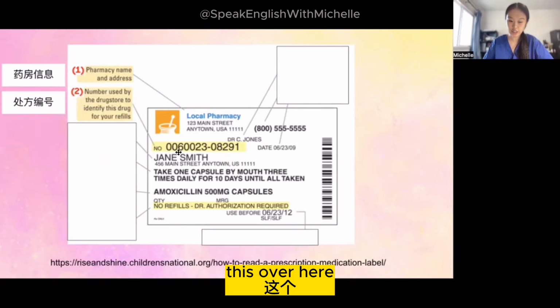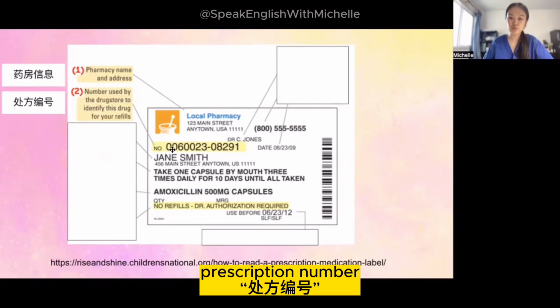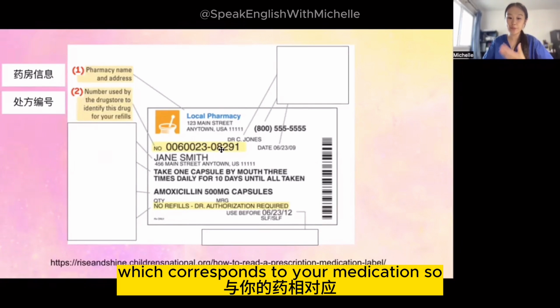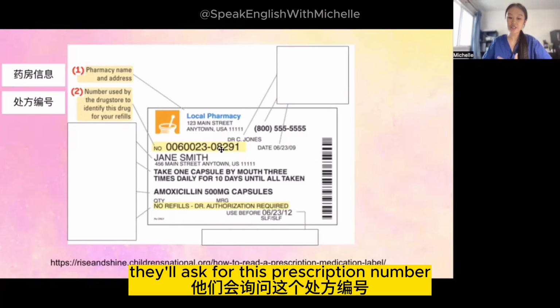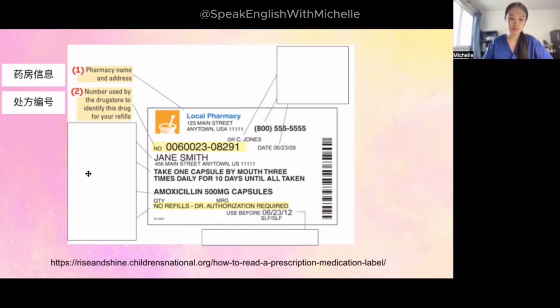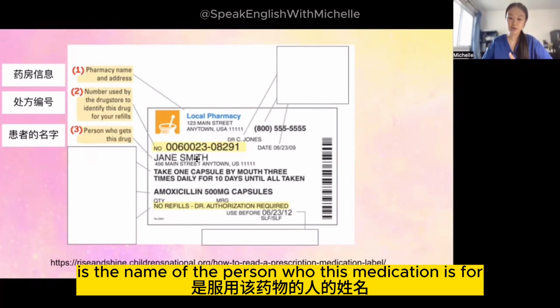This over here is the prescription number, which corresponds to your medication. So when you call the pharmacy to refill your prescription, they'll ask for this prescription number so that they know which medication to refill. This here, Jane Smith, is the name of the person who this medication is for.